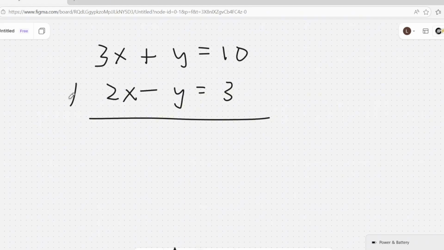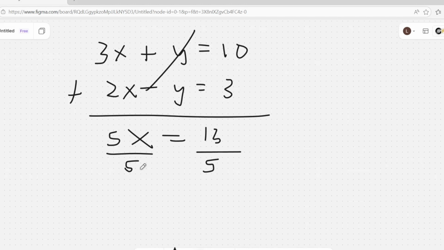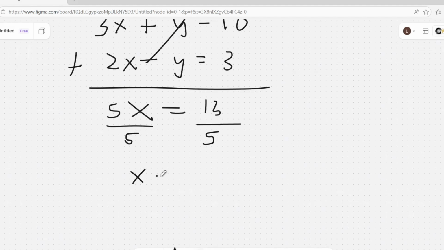We can add to cancel out this y. So what remains is 3x plus 2x, which is 5x, and 10 plus 3 is 13. So we can divide both sides by 5, and our value of x will be equal to 13 over 5.